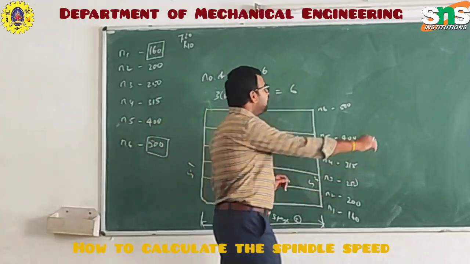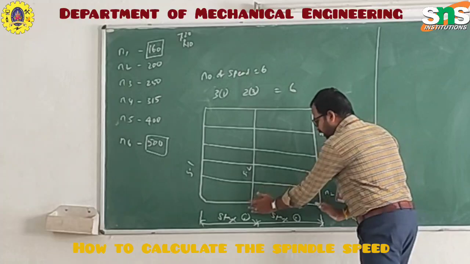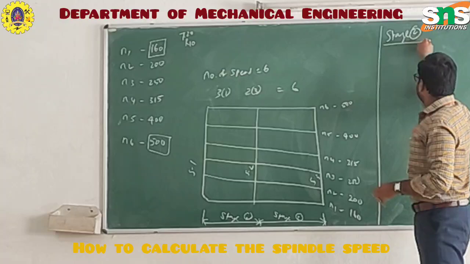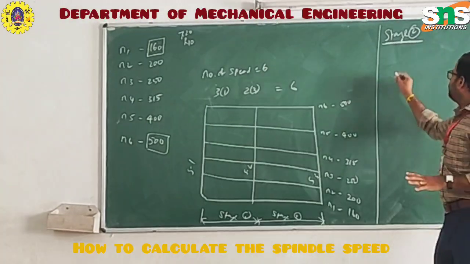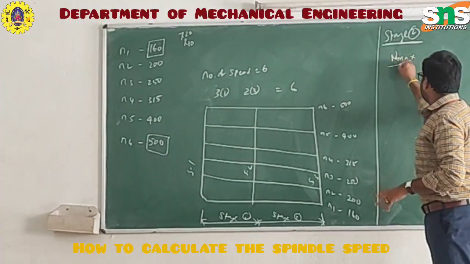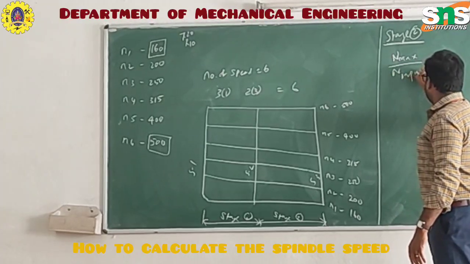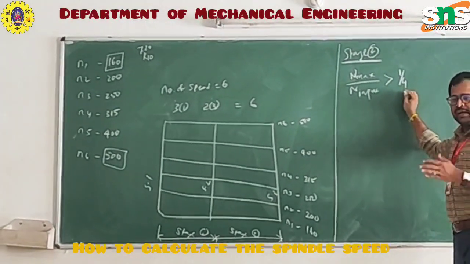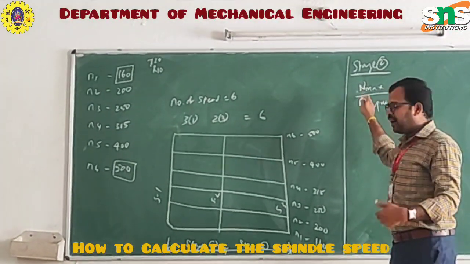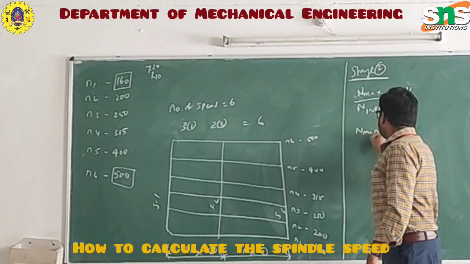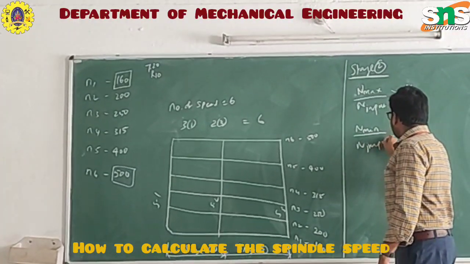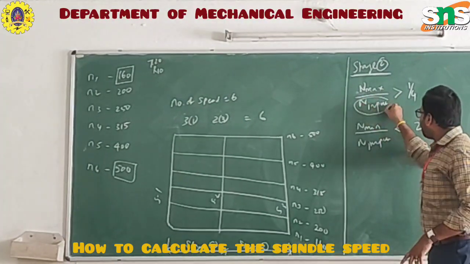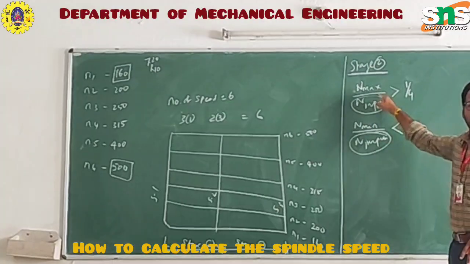Now we want to go with the conditions. Now we want to take stage 2. The condition is very simple. One is N maximum divided by N input is greater than or equal to 1 by 4, that is 0.25. Another statement, taking the minimum: N minimum divided by N input is greater than or equal to 2. N input is a common terminology; we can't replace the value.